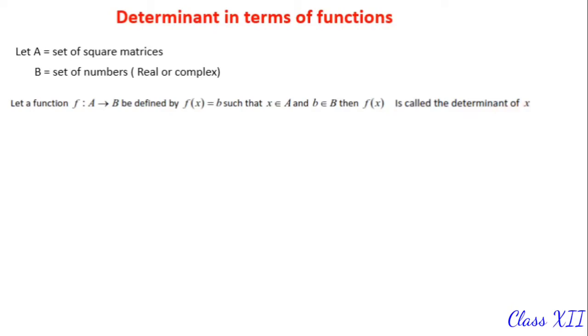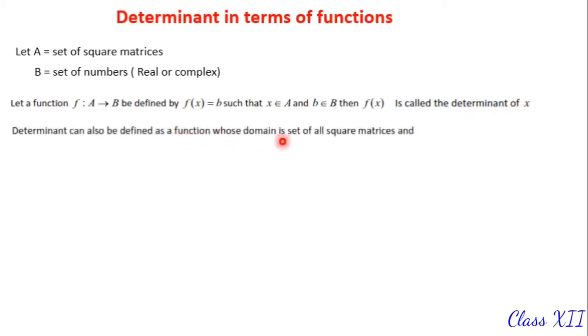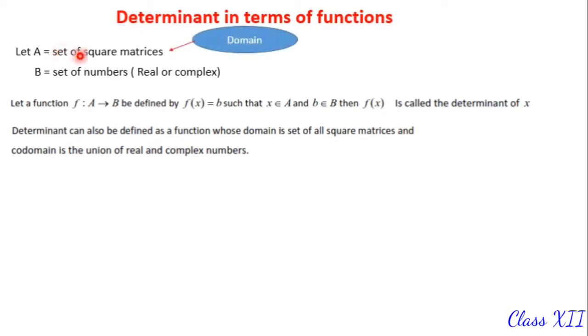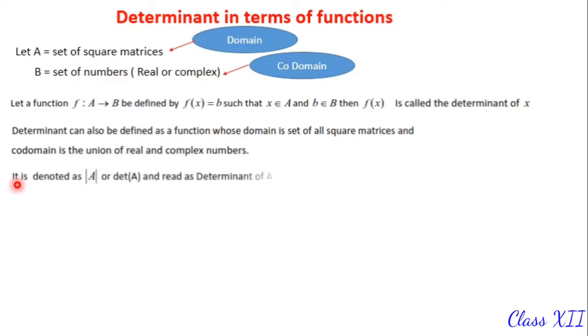In a simpler way, the determinant is a function whose domain is the set of all square matrices and whose codomain is the union of real and complex numbers. Once again, determinant is a function whose domain is the set of square matrices and codomain is the set of real or complex numbers. It is denoted by determinant A or det A, and read as determinant of A.